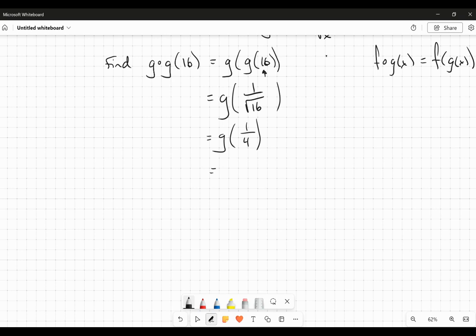And what does G do? G takes that number, square roots it, and puts it in the denominator. It just takes whatever's inside, square roots it, and puts that value in the denominator. Now, the square root of 1/4 is 1/2, and 1 divided by 1/2 is 2. And so that's what we mean by G composed with itself at 16. The answer in this case, given the specific function we're working with, is 2.